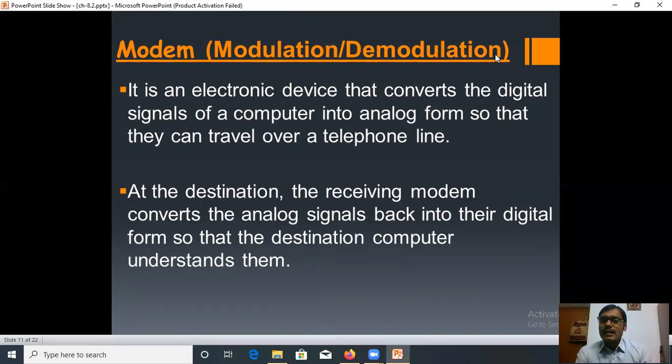Means again, analog signal can be converted to digital signal. Now, next point, at the destination, the receiving modem converts the analog signal back to their digital form so that the destination computer understands them. Now, what is the work of modem?